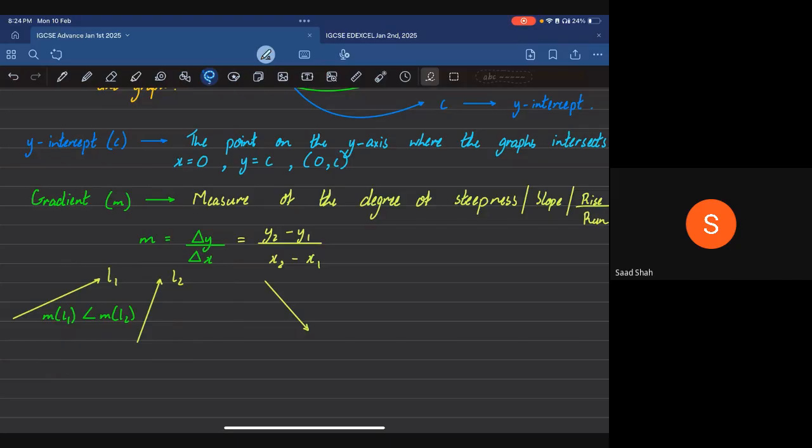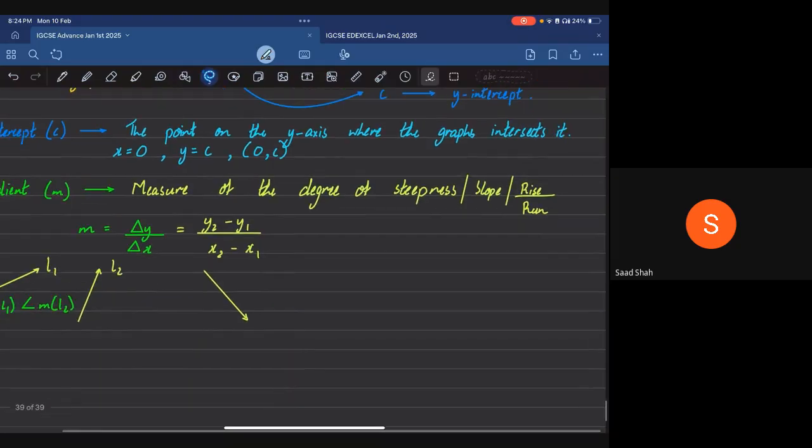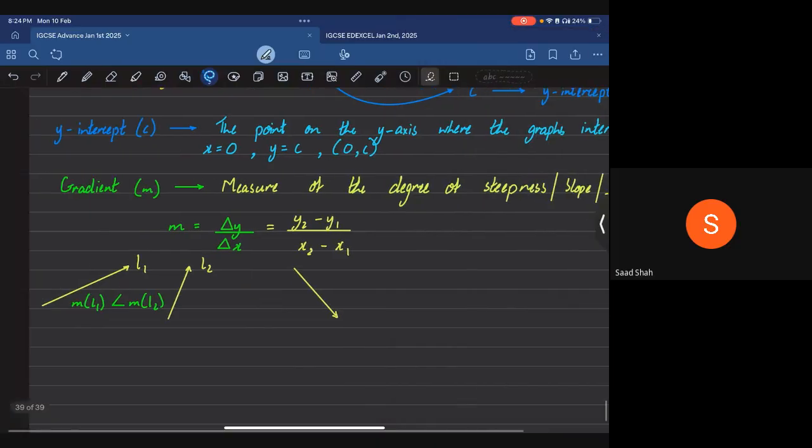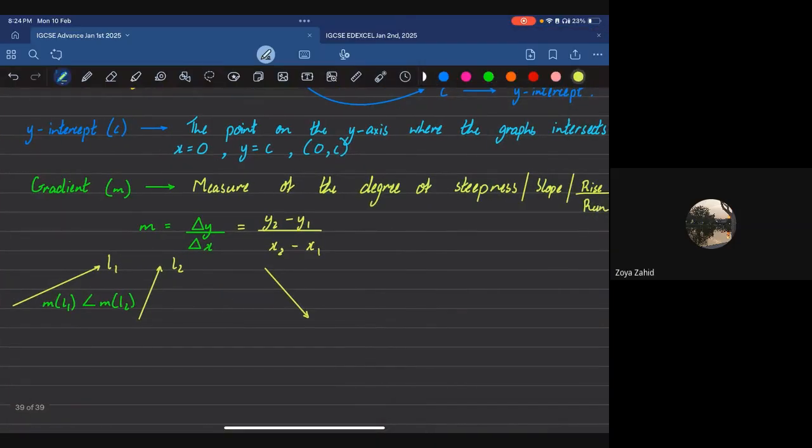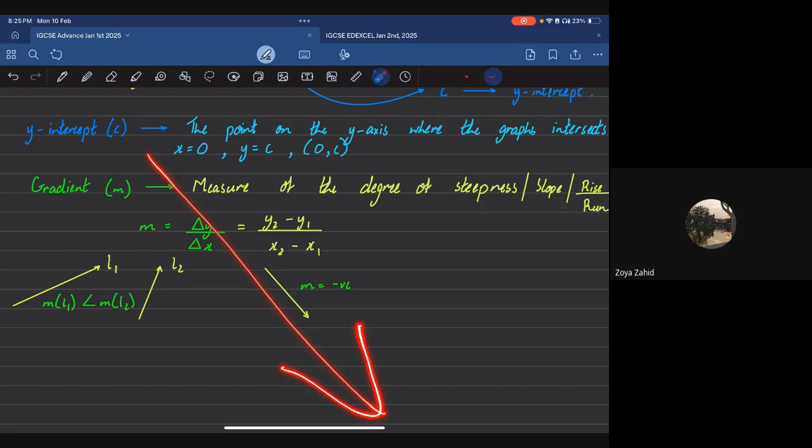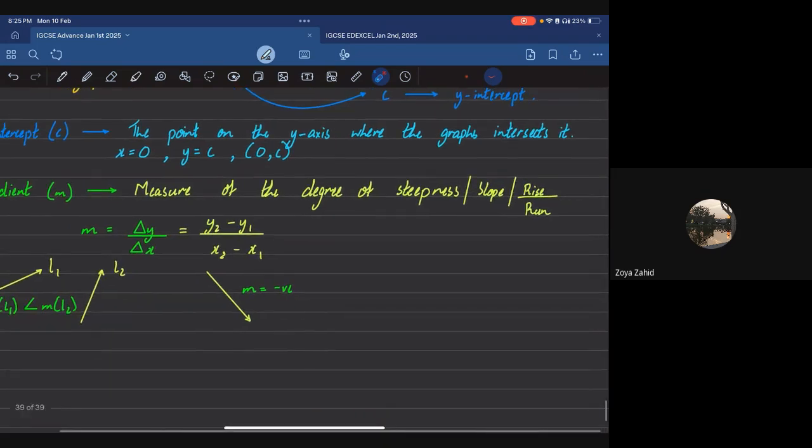Yes, Zoya. It's going to be negative. Well done, Zoya. Now the gradient of this particular line is going to be a negative number. Regardless, we don't actually care about the magnitude, but the gradient in this direction is going to be negative. All right. What about this one?